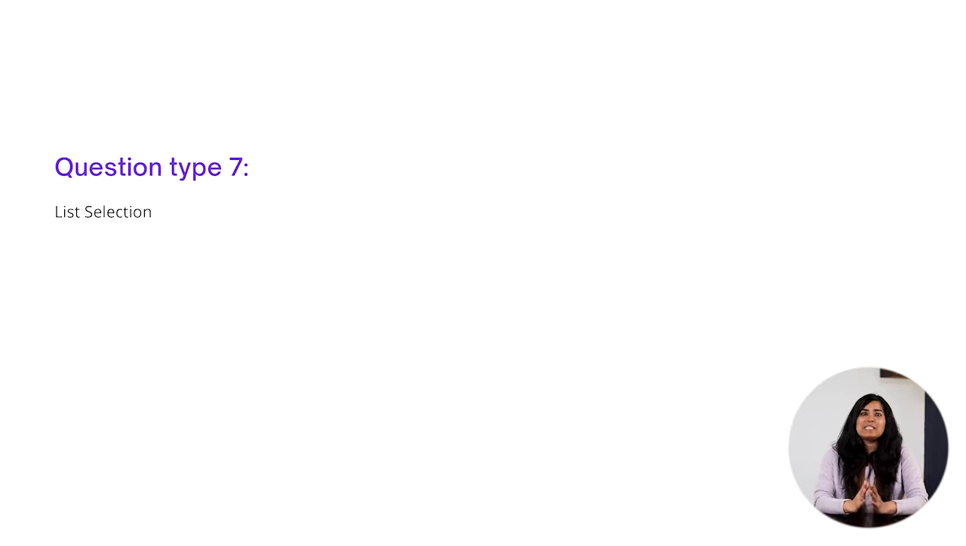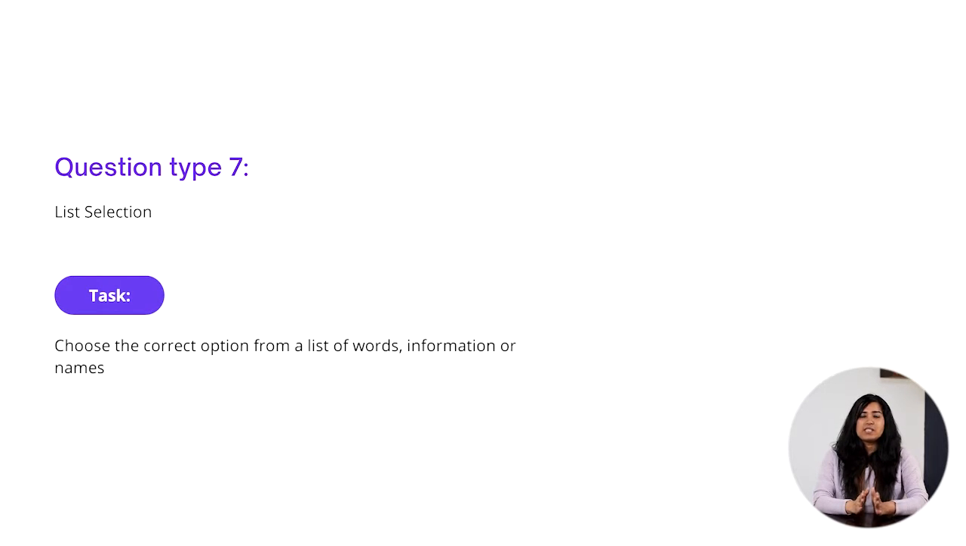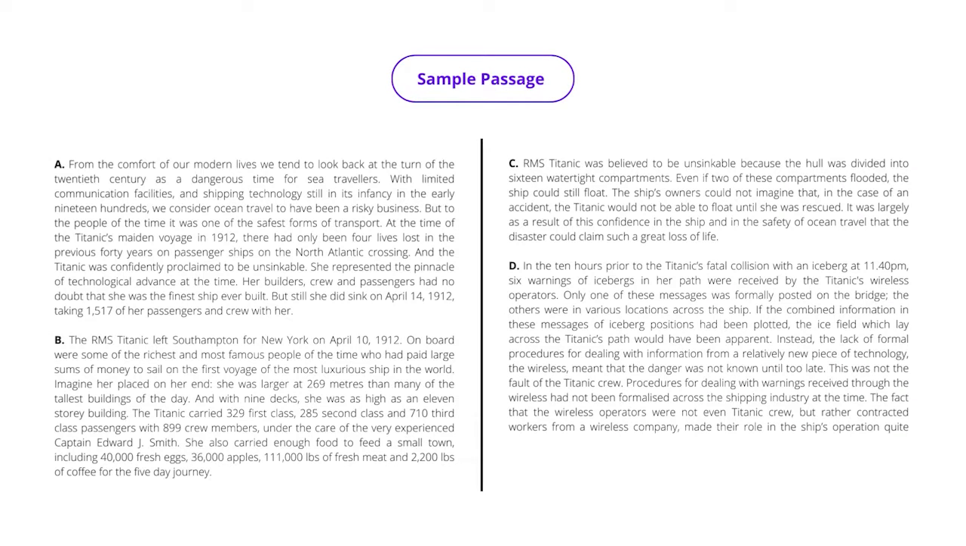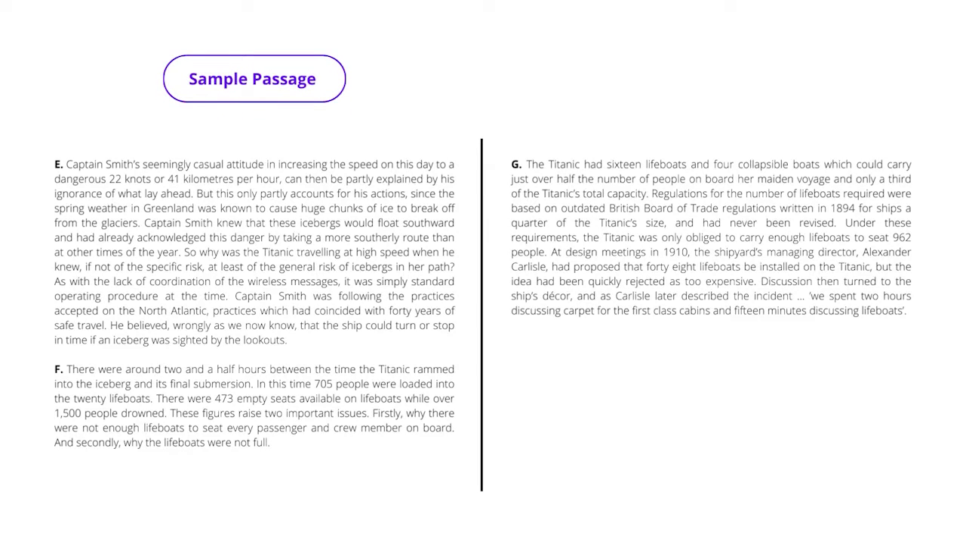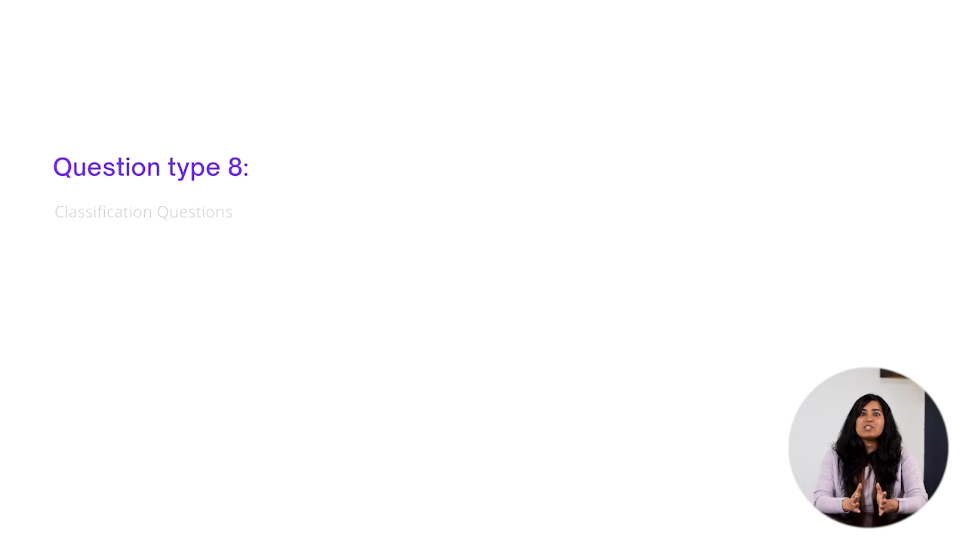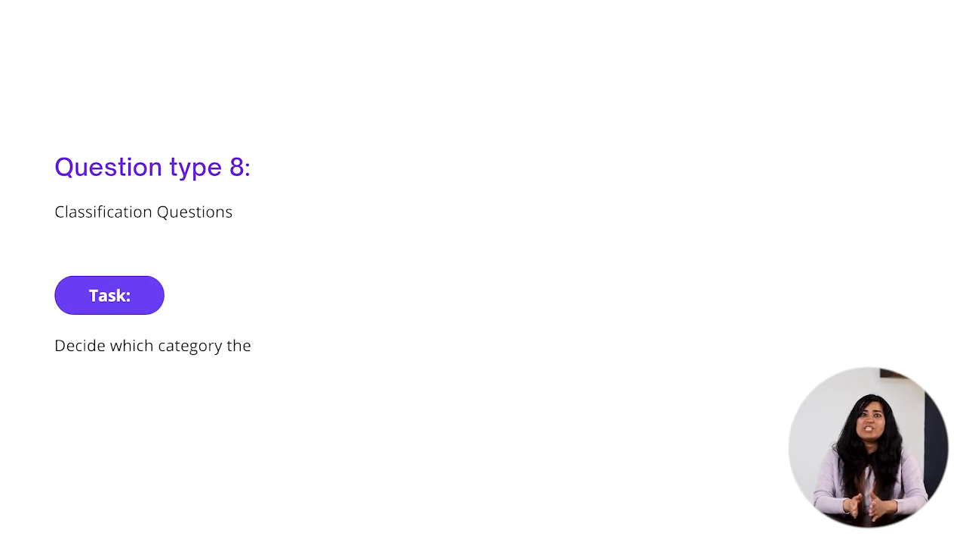Question type 7 is list selection. You will have to choose the correct option from a list of words, information, or names. The next question type we will be looking at is classification questions. Here, you will have to decide which category the information belongs to from a list.